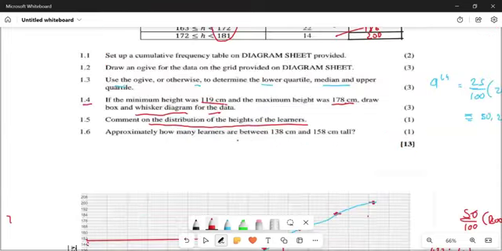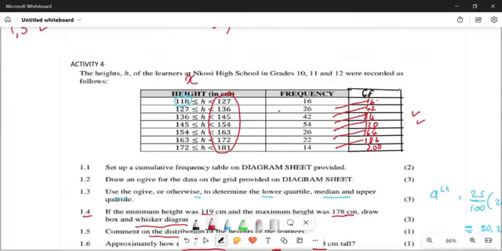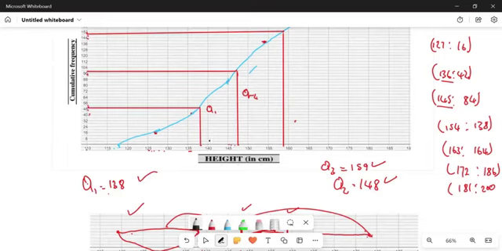And then we ask approximately how many learners? If we are given x is 138 and 158, what are we given here? The height we get from the x values. So the number of learners, we're going to get from y. 138 to 158. Using the Ogive, we're going to check 138. When x is 138, what is going to be y? And then you write the coordinates here.